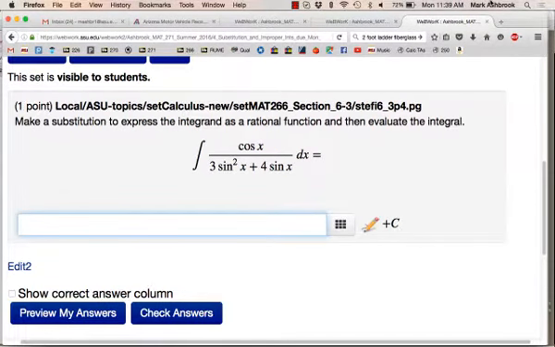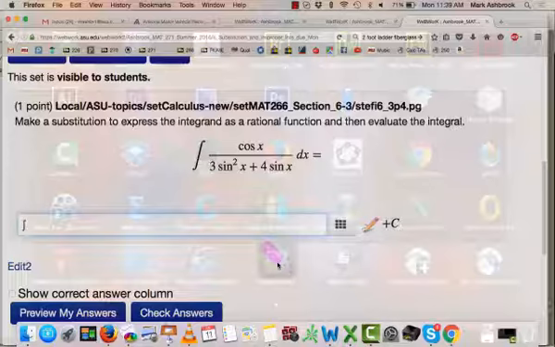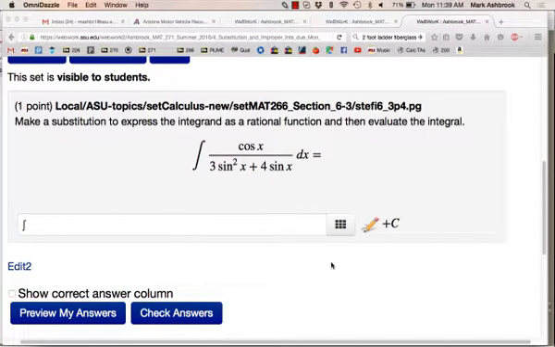So what we see here is that we got 3 sine squared plus 4 sine x in the denominator, and this is kind of similar to what we saw in the first example of u-substitution that I showed you on Thursday. How might we set u equal to here? Allison says sine x. And this turns out to be a really good choice. So the question is, how do you know?